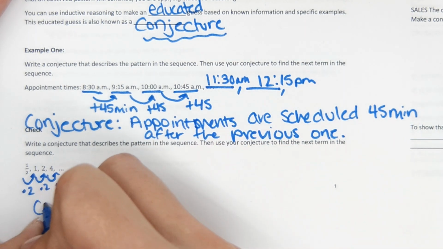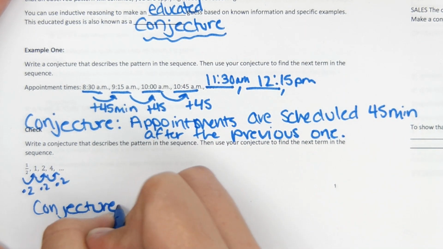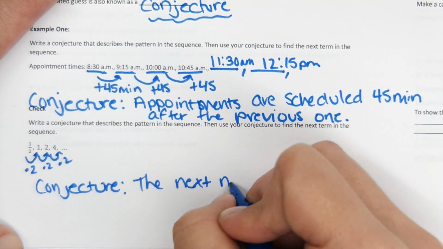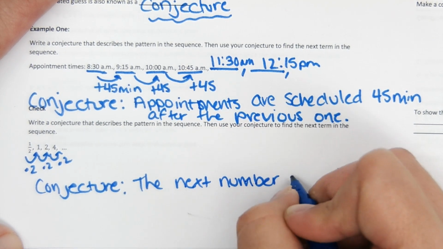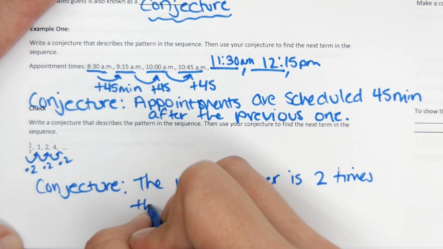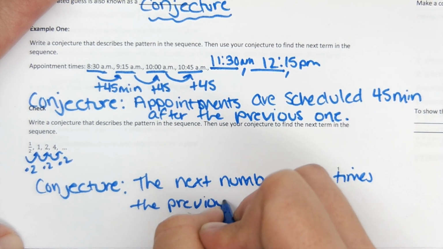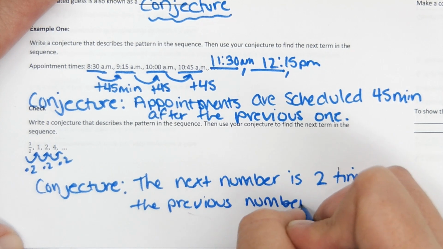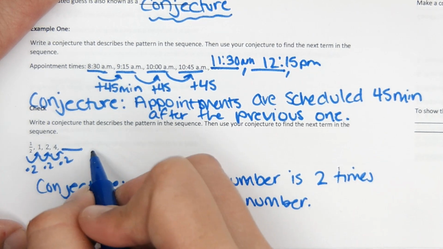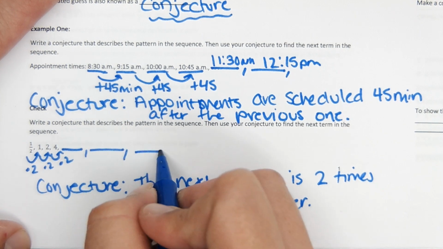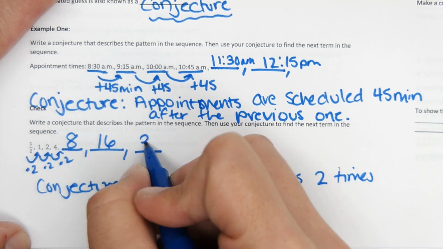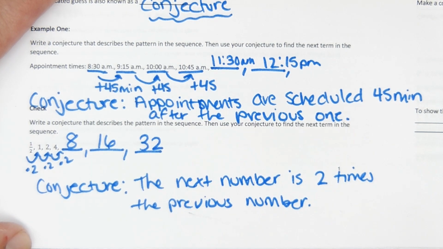So, my conjecture, the next number is 2 times the previous number. So if I was to fill in the next numbers in this term, 4 times 2 would be 8, 8 times 2, 16, 32.